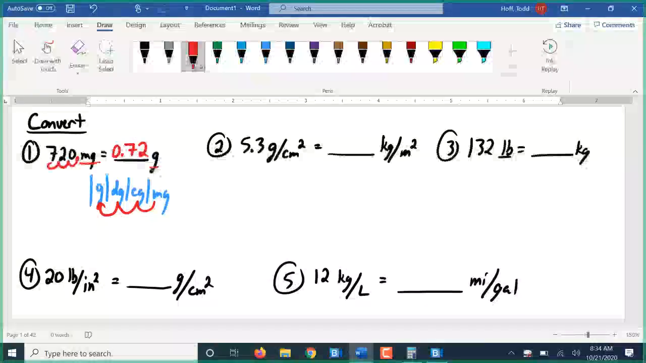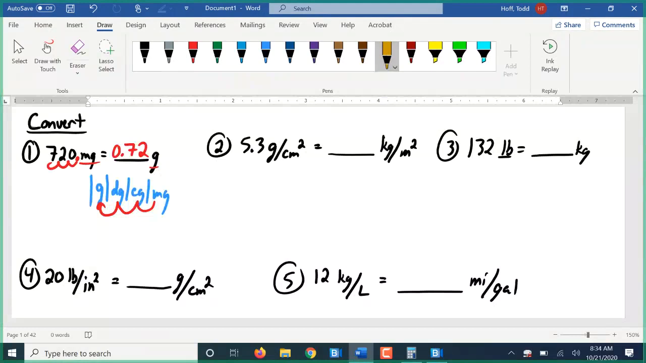For the second one, we have 5.3 grams per centimeter squared going to kilograms per meter squared. So remember, that is 5.3 grams over 1 centimeter squared. And since both of these are metric units, we don't have to use a conversion factor. We can just move the decimal points and then divide it out. So we're going to turn the grams into kilograms.